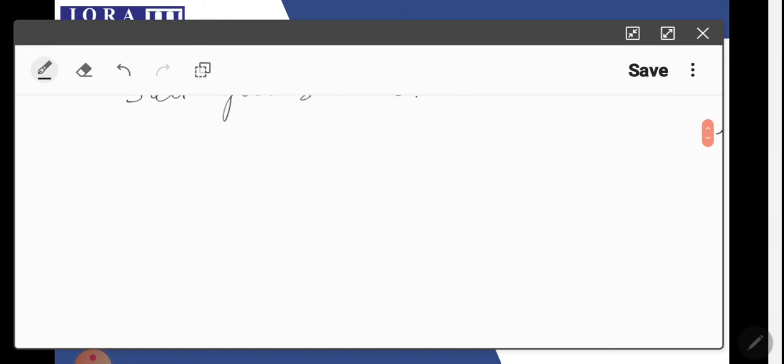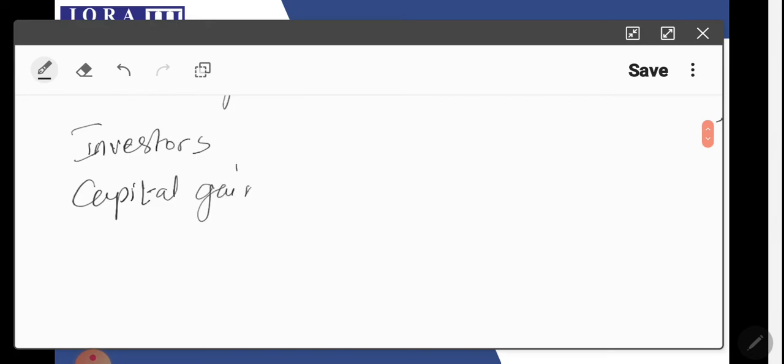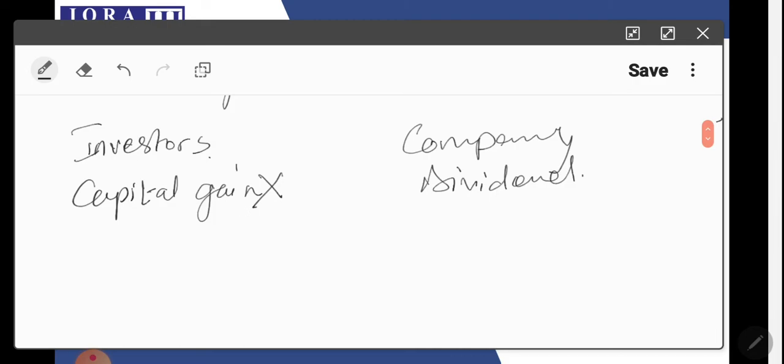Similarly, if the investor wants the return in the form of capital gain, but instead of getting the return in the form of capital gain, the company is paying out dividends. So the investor wanted capital gain, but instead of giving them capital gain, the company is giving them return. They are giving it in the form of cash.